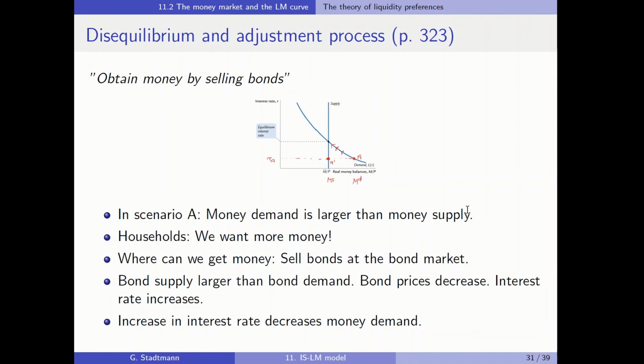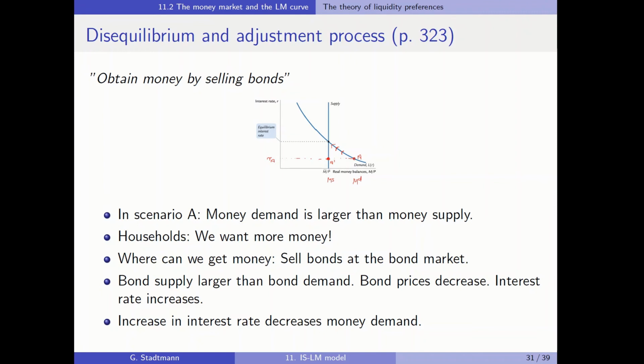In scenario A, money demand is larger than money supply. The households say, we want more money. Where can the households get money? They can sell bonds at the bond market. So the private households are walking to the bond market. They are selling bonds. So on the bond market, supply of bonds will be larger than demand for bonds. This leads to a decrease of the bond price, and decreasing bond prices implies that the interest rate, the return on this bond, increases.